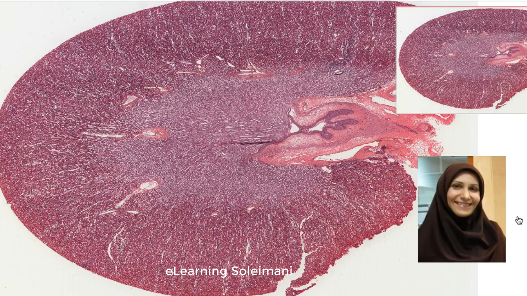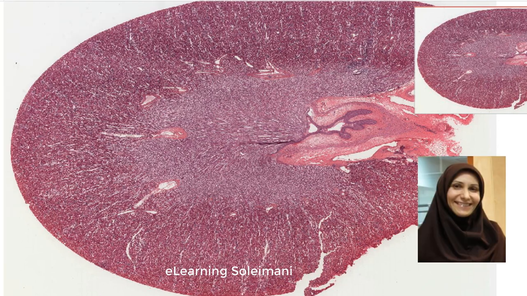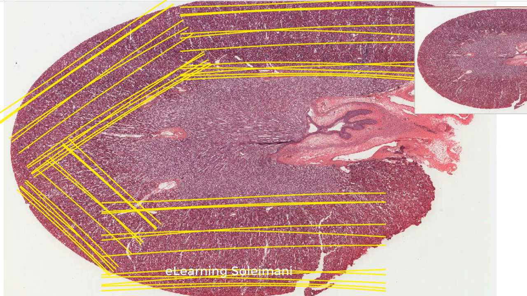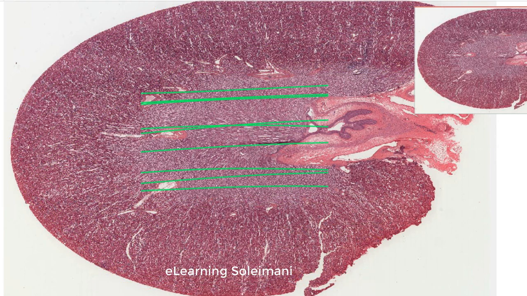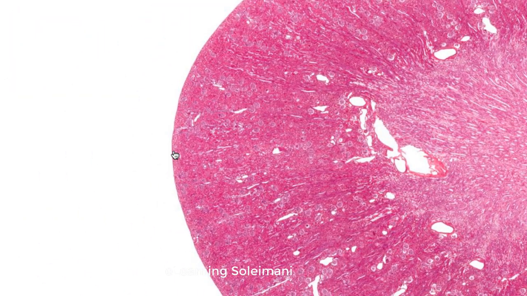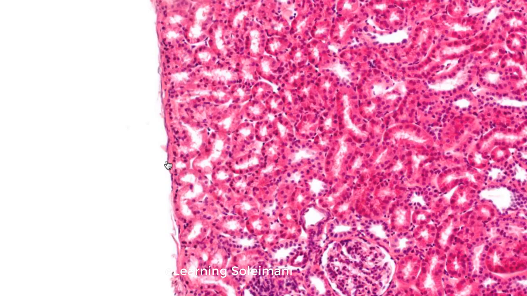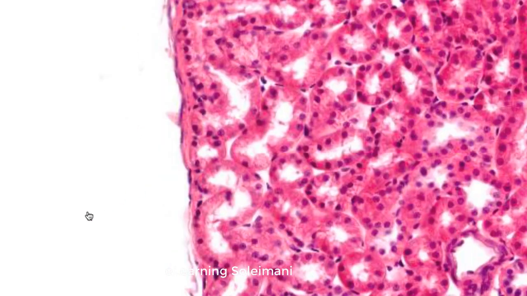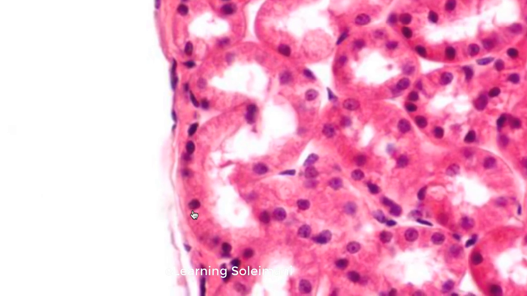The kidneys are divided into several distinct regions, including the cortex, medulla, and renal pelvis. The kidney has a fibrous capsule of irregular, dense connective tissue.